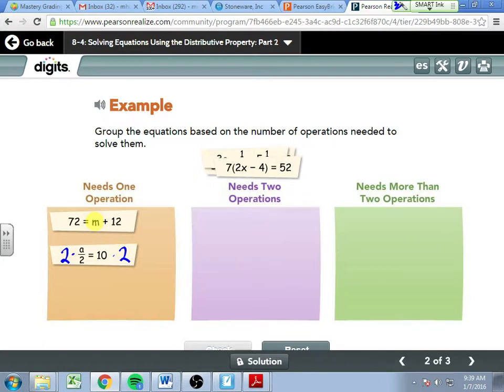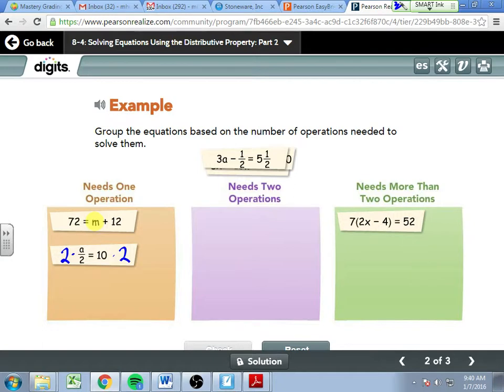Layla, what about this one? It would actually need more. Because we'd have to distribute, and then we'd have to add, and then we'd have to divide, because I see the parentheses and I see the distribution, it will take more than 2 operations. Some of you guys are choosing not to write these down. My suggestion is that you do, so on your homework you know how much work to expect.